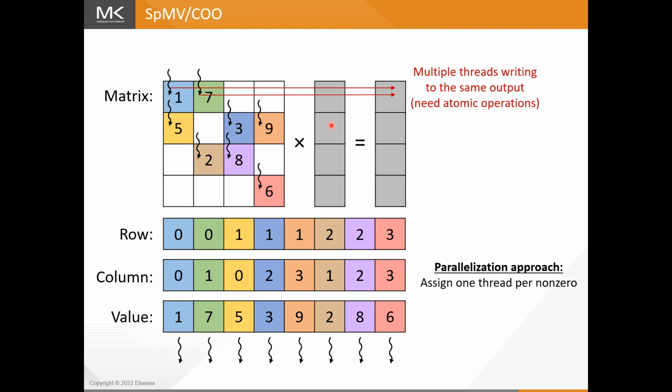Okay, what was the next consideration? Accessibility. So what kinds of accesses does the COO representation make easy, and what kinds of accesses does it make hard?